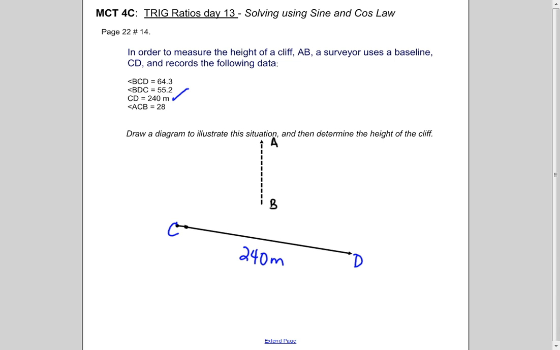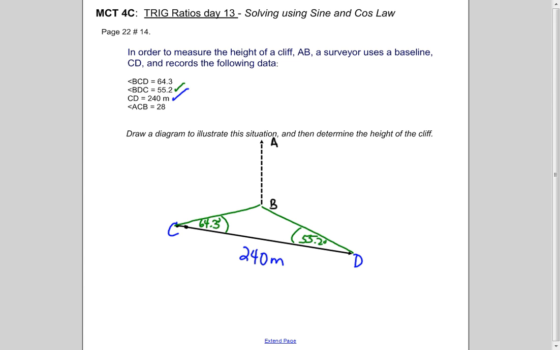So on the ground, I'm going to do green for grass. I have a triangle that has been set up on the ground. And what I know is the 240. I also know angle BDC is 55.2. We can measure angles between lines of sight on the ground quite easily. Angle BCD, so the middle letter is the one where we put the marking, is 64.3 degrees, also on the ground.